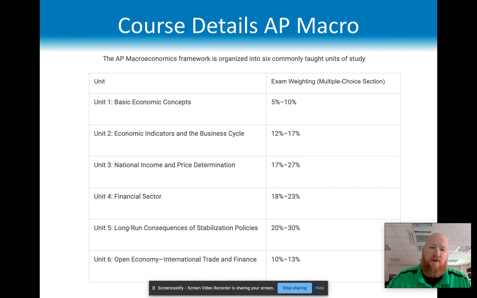concepts as we did with Unit 1 in micro. So we may not spend much time on this one because it's a review of what you had before. Economic indicators and business cycles, really, really interesting. National income and price determination. These are really cool. And this we're going to start seeing with trade and things like that. You'll see the financial sector, and long-run consequences of stabilization policies. We're going to see why does this happen, or what can we do to change things?